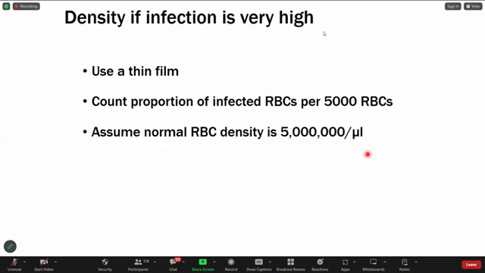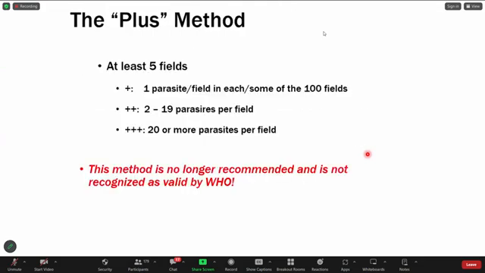If the parasitemia is too much to be counted in a thick film, we determine parasite density from a thin film, where we count the number of infected red blood cells in a total of 5,000 red blood cells. Then we multiply that by 5 million. Then after that, I take you to the plus method of reporting.